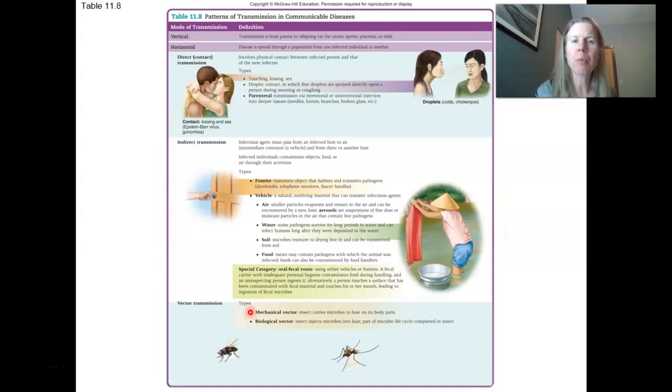Sorry, just pointing out, just making sure, right? It's really important, particularly right now with COVID, to recognize the difference between droplets and aerosols. Okay, we can talk in class if there's more questions on that.